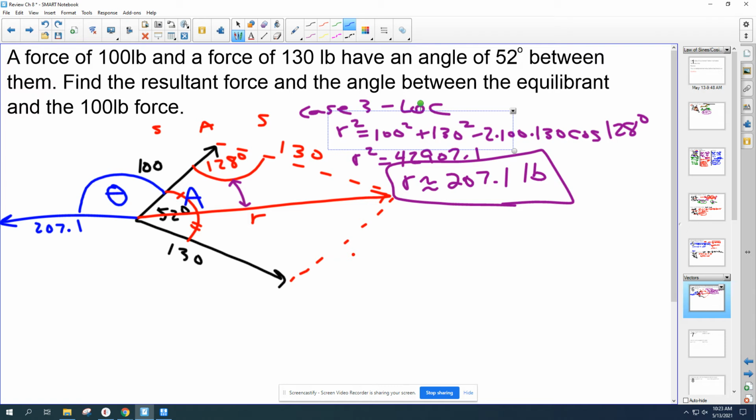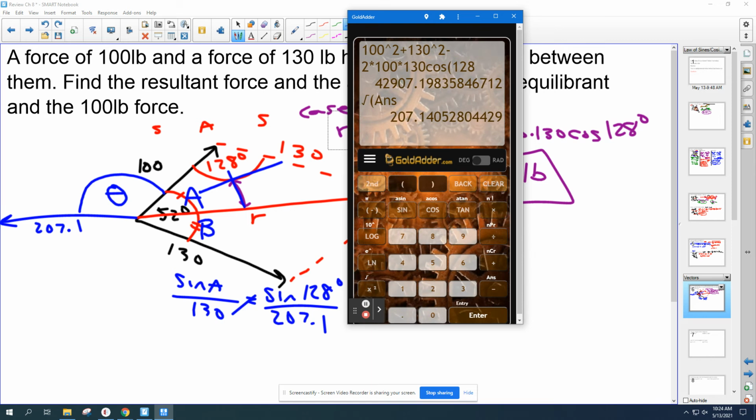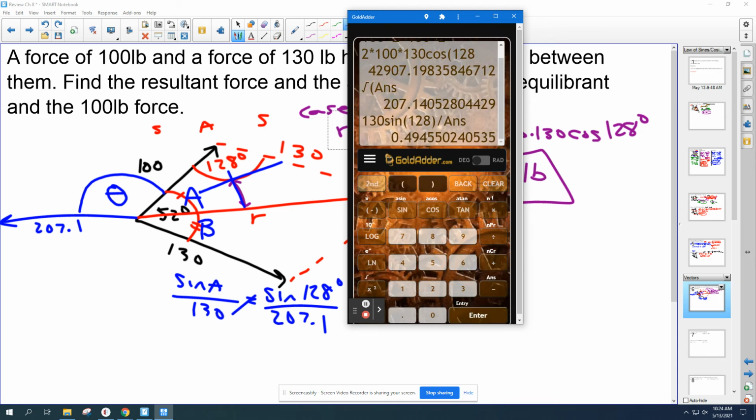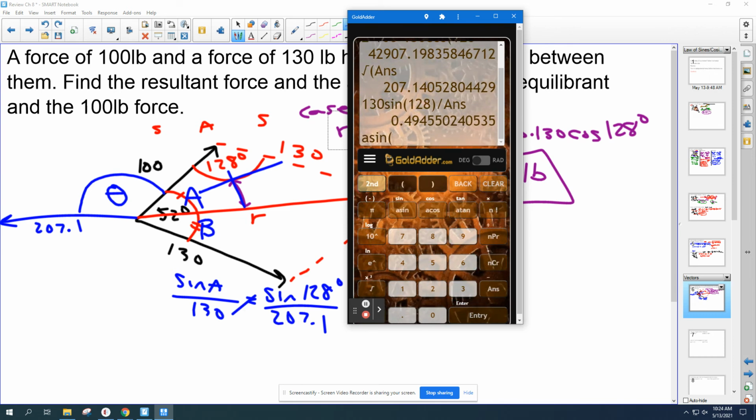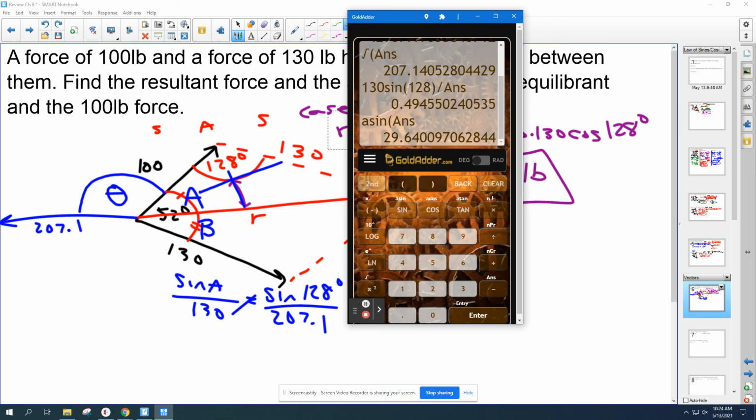Basically, you have to find whatever this angle is. This angle is different than this angle. You shouldn't have to find them both. You should just have to find angle A. Angle A we can find using the law of sines. So sine A over 130 equals sine 128 over R, which was about 207.1. Let's do our law of sines to find that angle. Cross multiply. Divide by the answer, 207.1 and so on, so I don't have to round. That's 0.49. I'm going to do an inverse sine to find A. It's 29.6. I'm not going to have to do the second half of that equation.